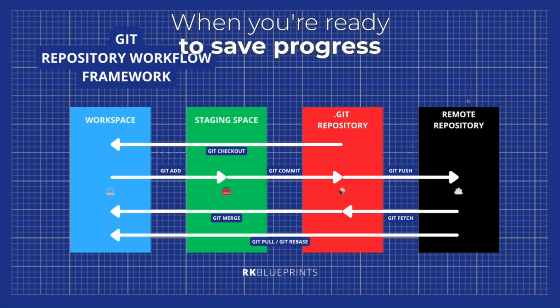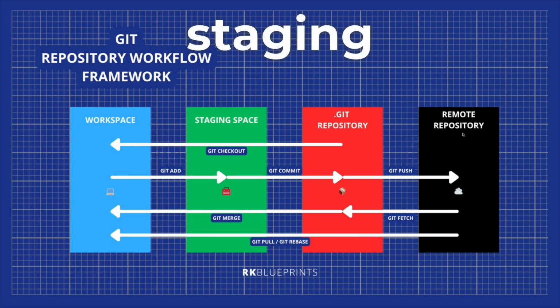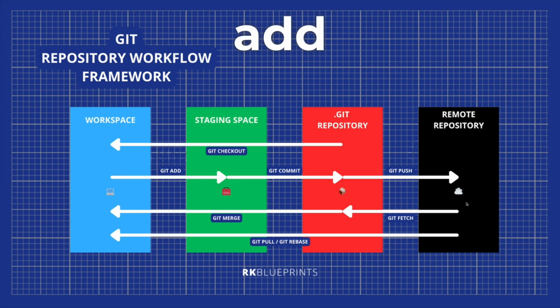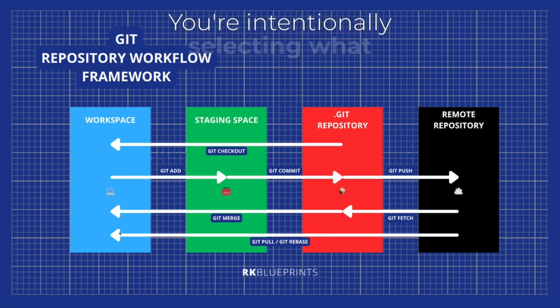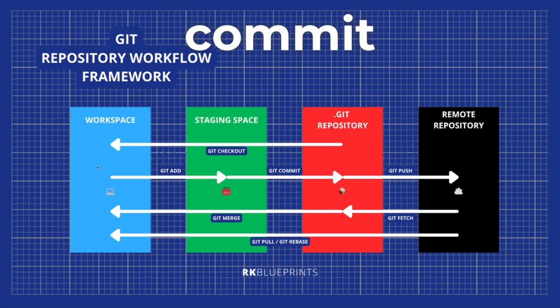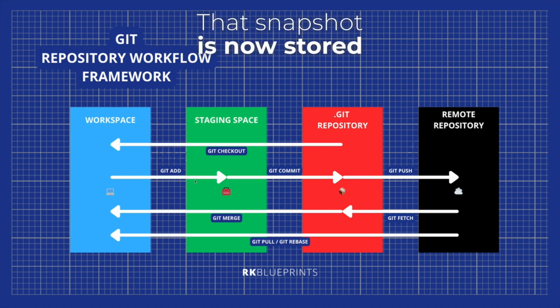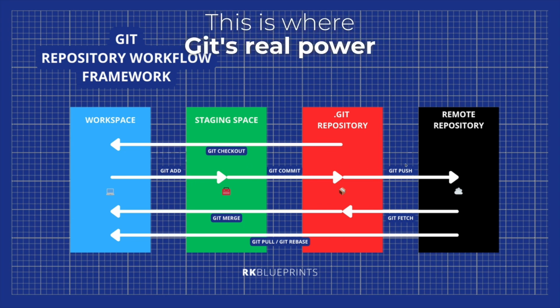When you're ready to save progress, you don't commit immediately. You move changes into the staging space using Git add. Think of staging as your review area. You're intentionally selecting what goes into version history. Once staged, you commit. That snapshot is now stored in the local Git repository. This is where Git's real power lives.